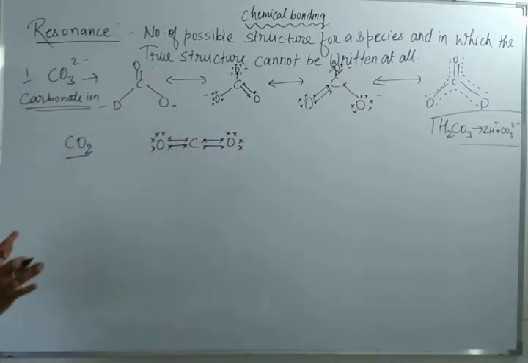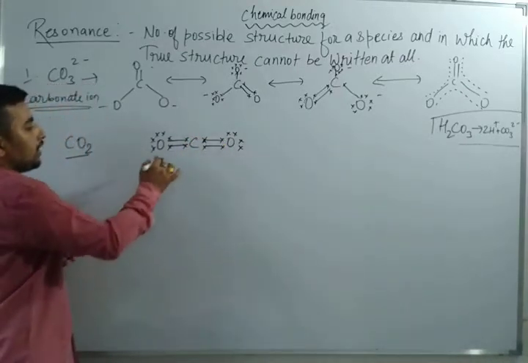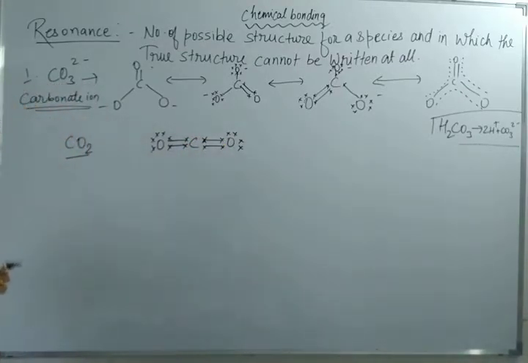This is the general structure as we draw when we calculate the formal charge. That time the drawing structure was this. Now the question is how I will draw the resonating structure. What I have told you: the less electronegative atom will carry a positive charge and the highly electronegative atom will carry a negative charge.